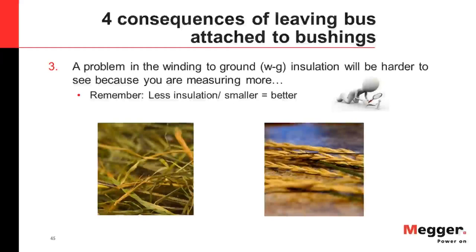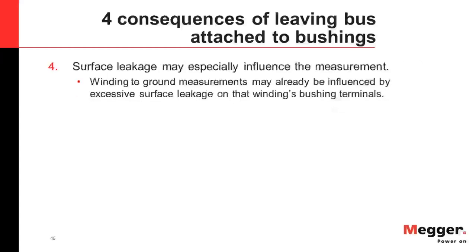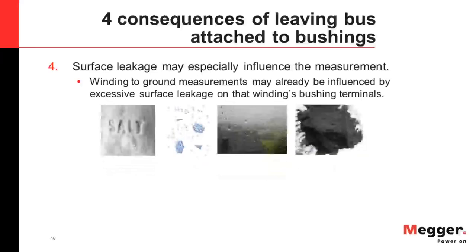And then finally, the fourth and last consequence is that surface leakage may especially influence the measurement if you don't disconnect the bus. Now, winding to ground measurements may already be influenced by excessive surface leakage on that winding's bushing terminals, by way of salt contamination, or if you're trying to test while it's snowing or raining outside. Or never mind rain, even high humidity, because you're out there early in the morning and there's all kinds of dew and condensation on surfaces, or you're dealing with contaminants such as fly ash that's collected on the surface of the bushings.